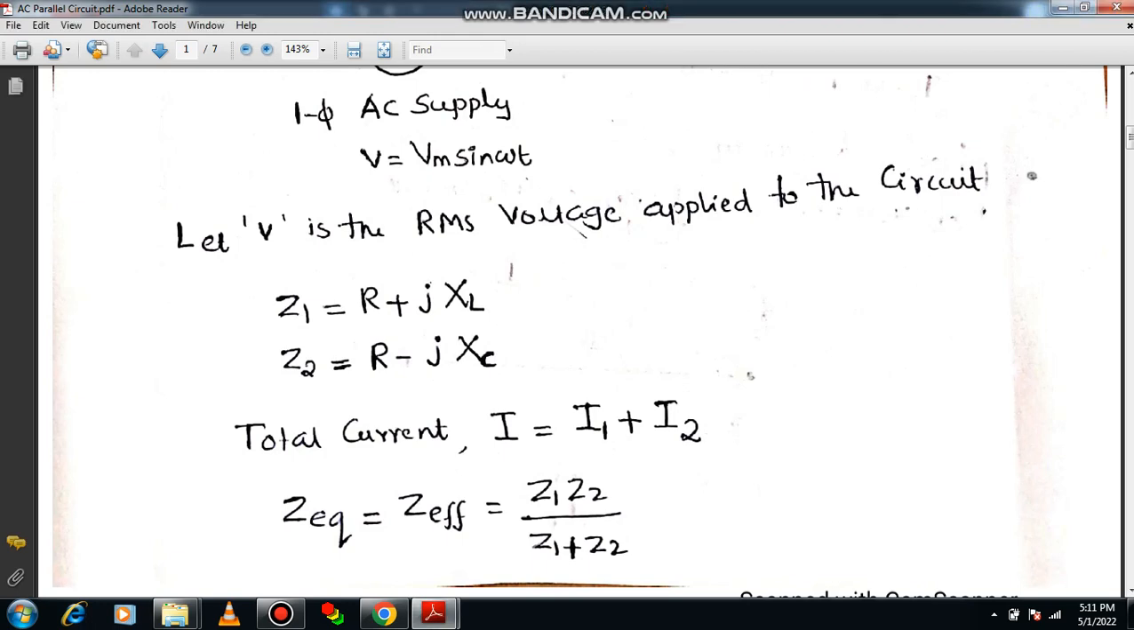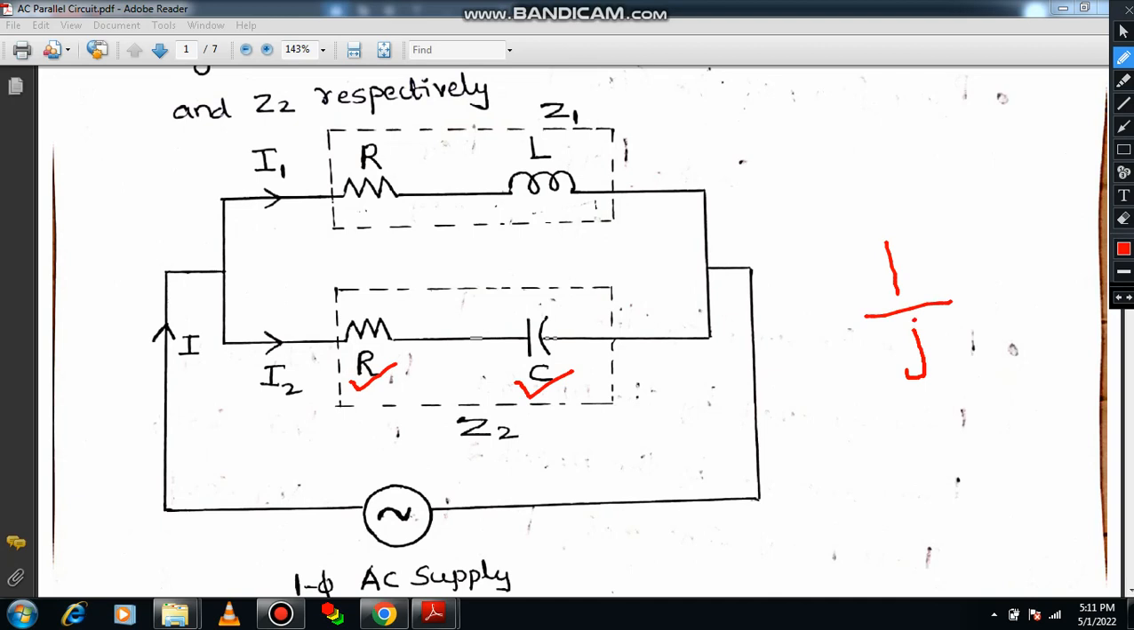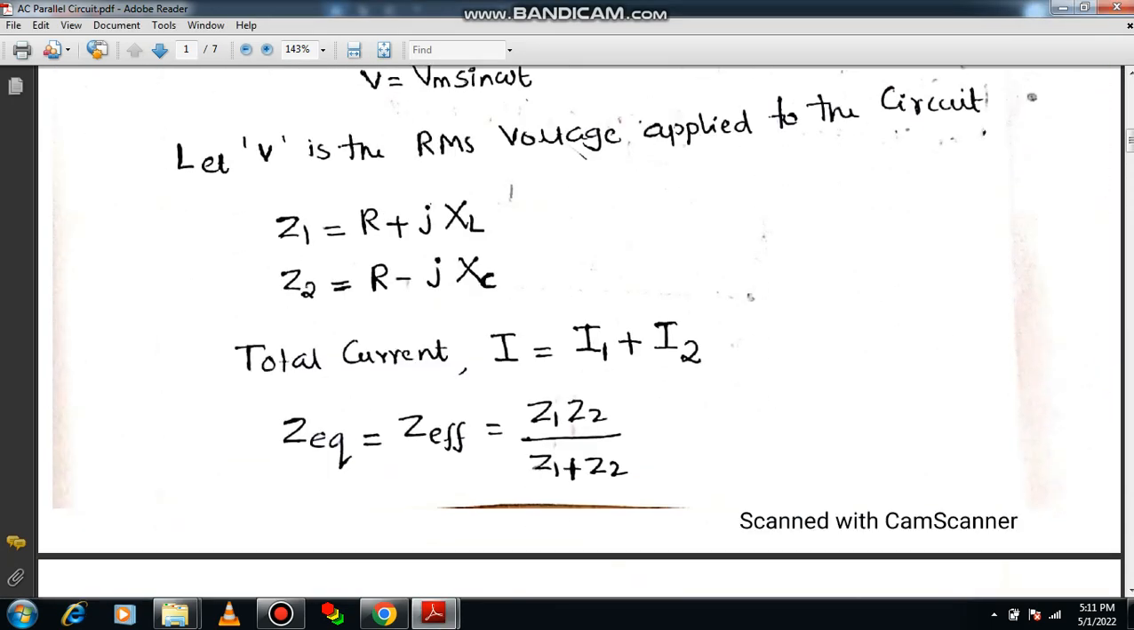How about Z2? It's an RC network, right? Therefore, Z2 will be R minus jXC. So you know 1 by j is equal to minus j. This concept I already explained. I request everyone to watch my previous video, then only you can understand the fundamentals. So 1 by j is equal to minus j, where XC is known as capacitive reactance.